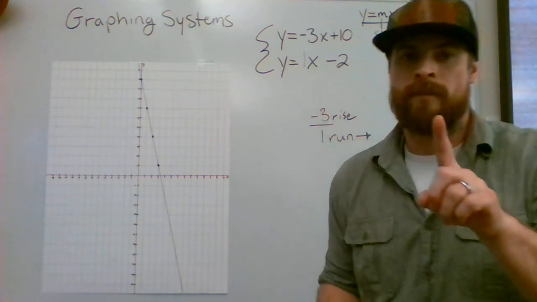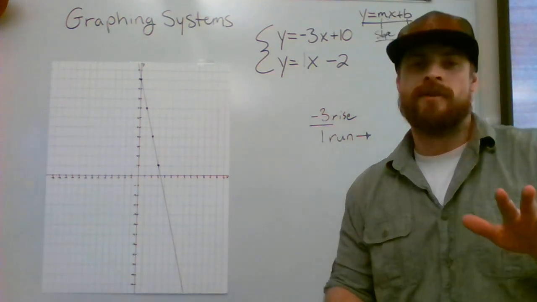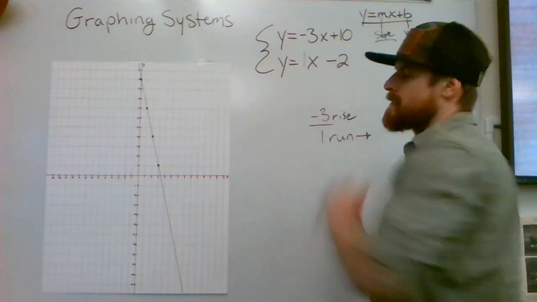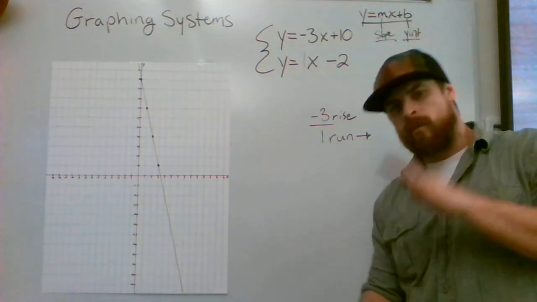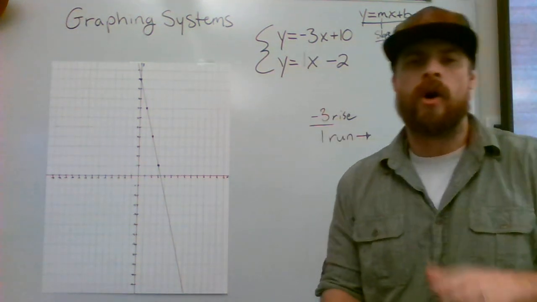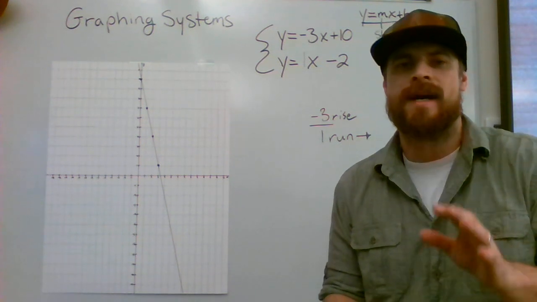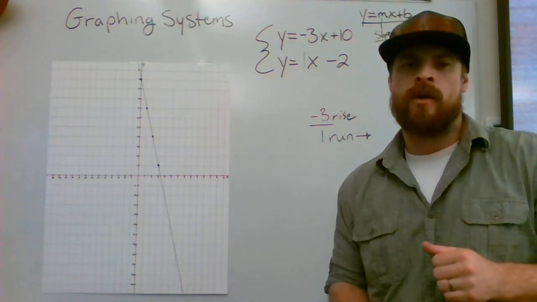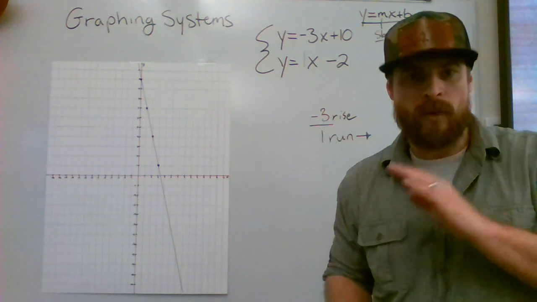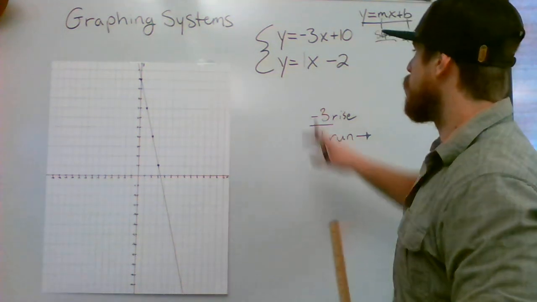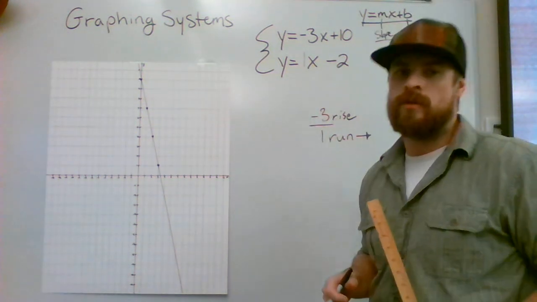Now that's one of them. But we're working with a system of equations, which means we have two equations that we've got to graph. We've got one taken care of. We're going to do the other one, and all we are looking for is where these lines intersect, where they cross one another. That will give us the solution. So y equals 1x minus 2.